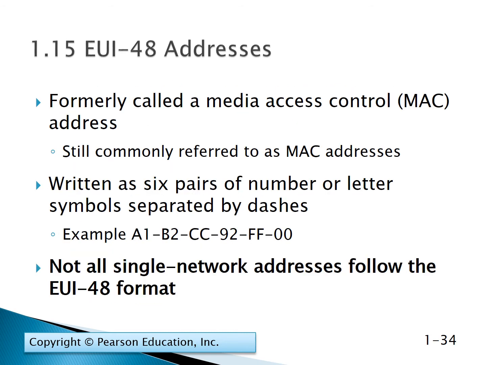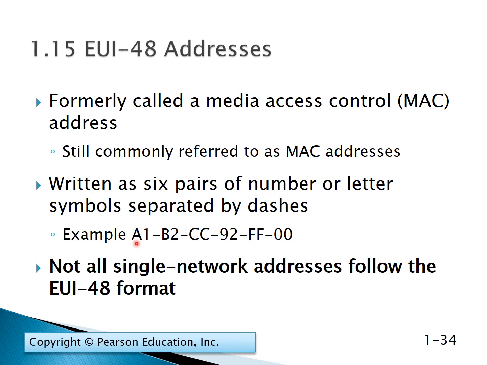As we said, formally it's called an EUI48 address, but actually we still call it a MAC address most of the time. It's written as 6 pairs of number or letter symbols separated by dashes. An example would be something like this. And then each of them actually has a decimal value. So A means 10, right? B means 11, C means 12, and so on. And then F means 15, right?